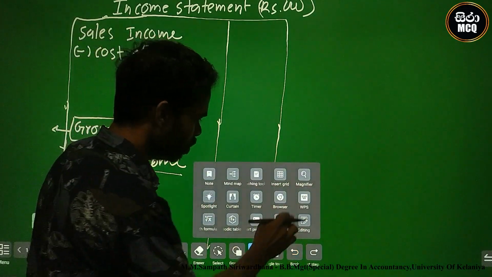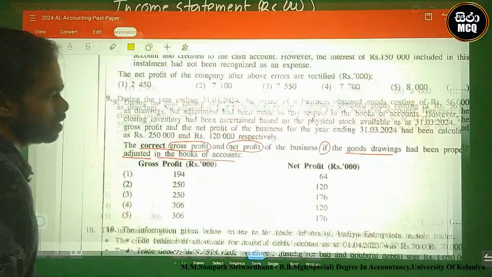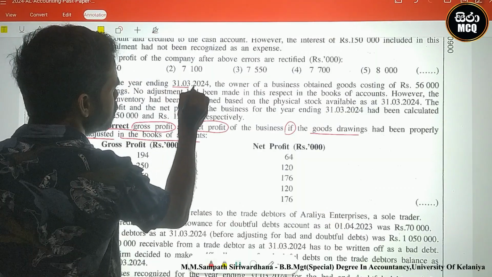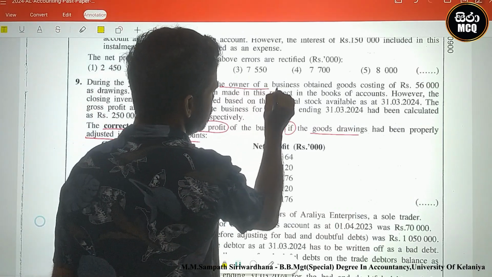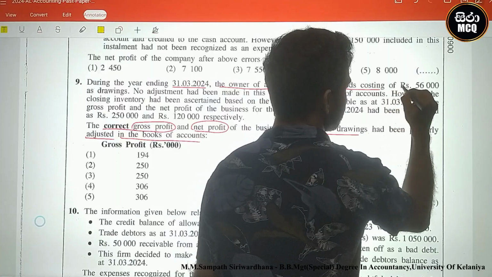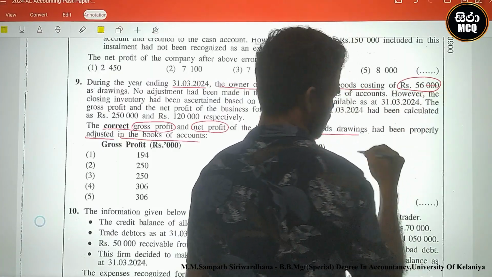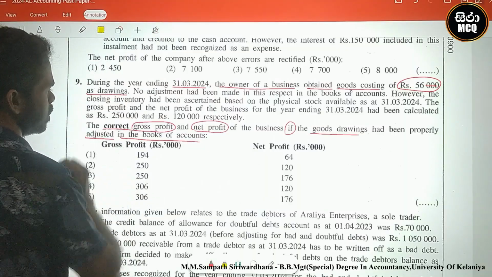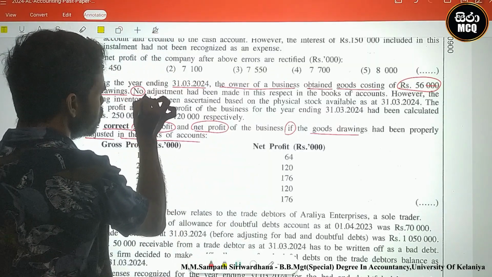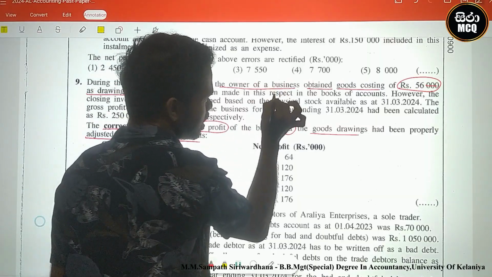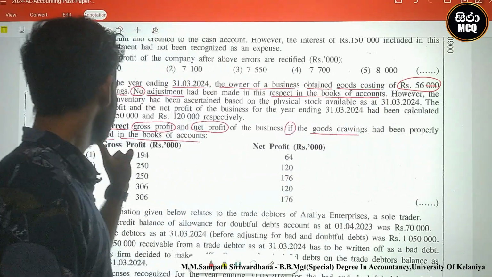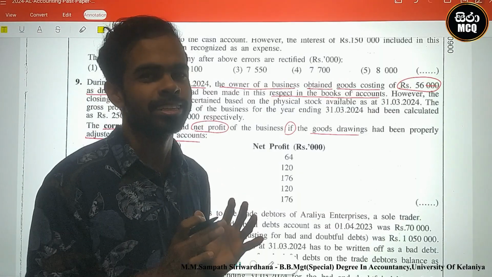Okay, now this is the question. Look here, the correct gross profit and correct net profit. During the year ending 31st March 2024, the owner of the business obtained goods costing 56,000 as drawings. Look here, no adjustment had been made in this respect in the books of accounts. They request us that the goods drawing be properly adjusted. We must adjust the goods drawing.